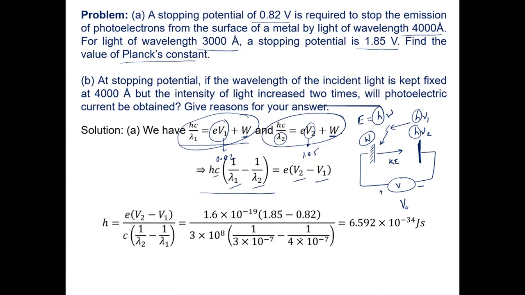Now h turns out to be what we all know as the value of the Planck constant. Once this is there, you can feed this back into one of these equations, and you can also calculate the value of W. So this problem tells you how, experimentally, these work functions and constants like the Planck constant were derived. Later on it was named the Planck constant, but at that time it was just a constant. So this is how these constants and other parameters were experimentally derived.